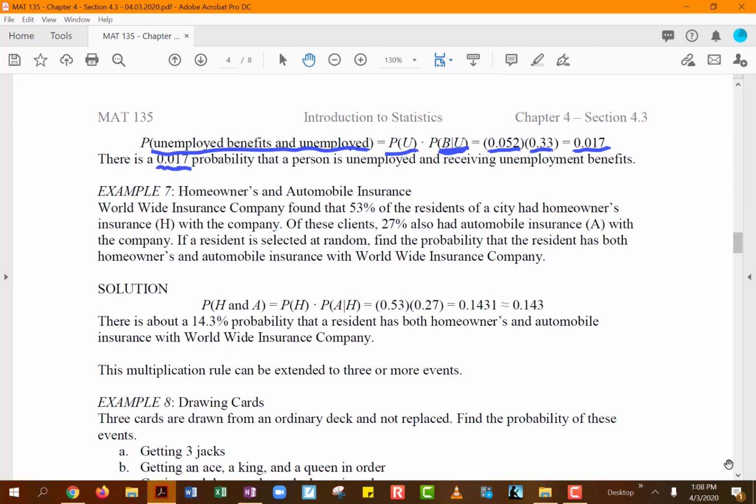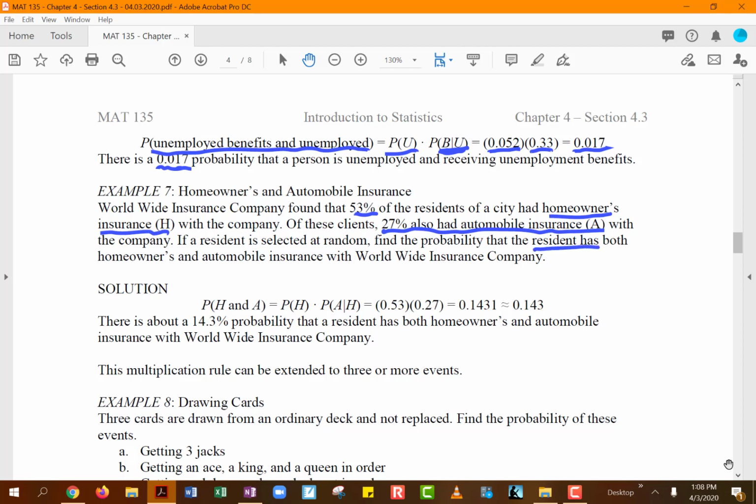Alrighty, let's look at this next example. They're telling us, for example 7, a worldwide insurance company found that 53% of the residents of a city had homeowners insurance. We're using letter H for that group. Out of these clients, so out of these 53% people who already have homeowners insurance, 27% also had automobile insurance. So that's A.